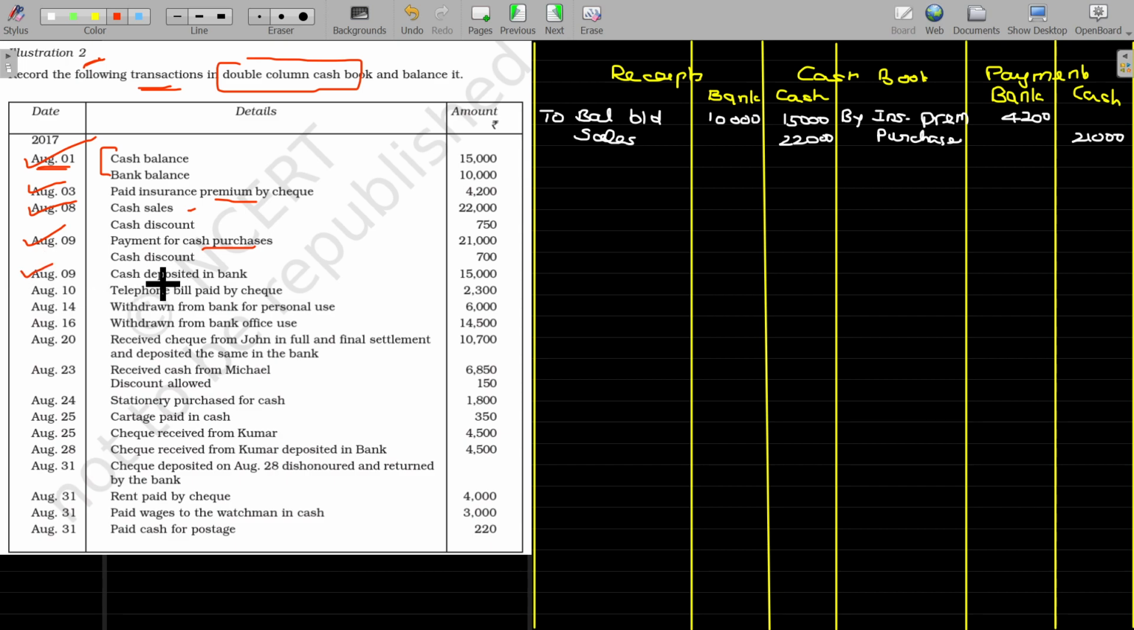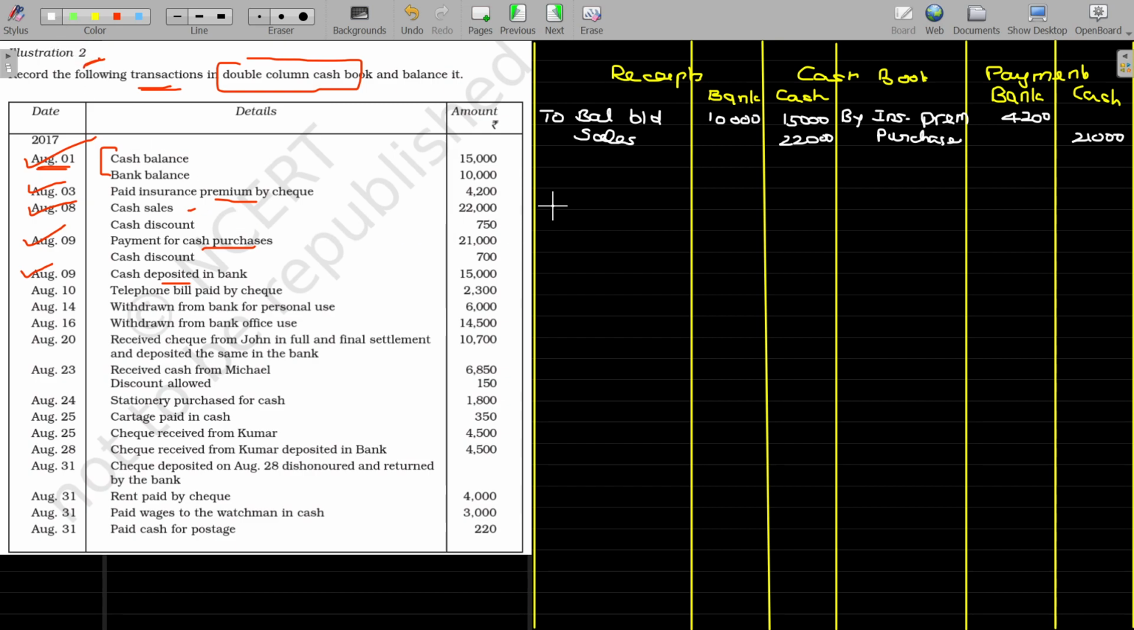And August 9th, cash deposited into the bank. So this is a contra entry. Contra entry represents two transactions, meaning record of the transaction in both sides of the same ledger. So cash book is one of the ledgers, like I'm going to post on both sides. One is in the receipt side, another is in payment side. So cash deposited in bank.